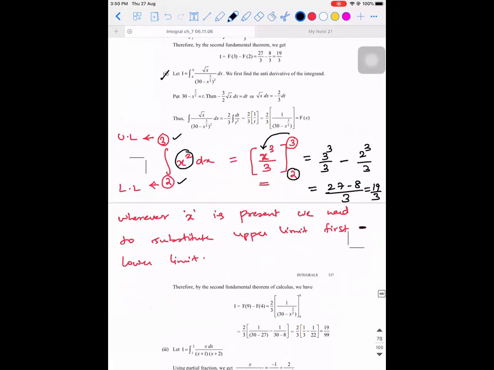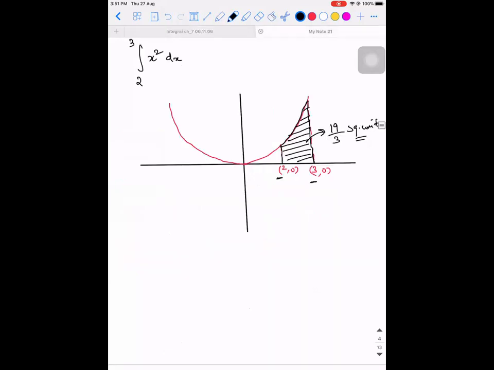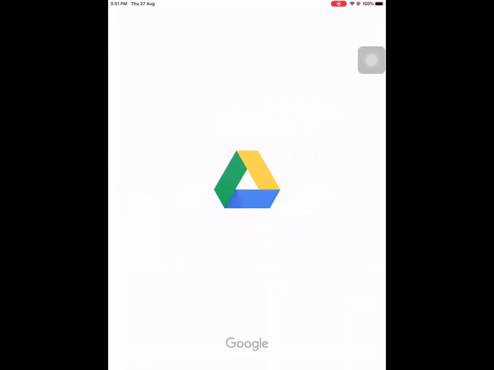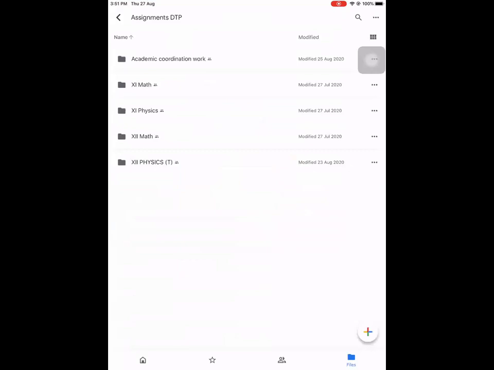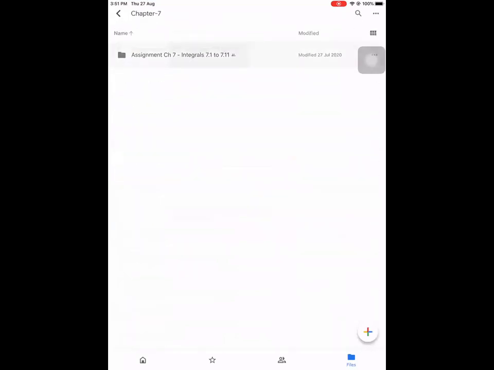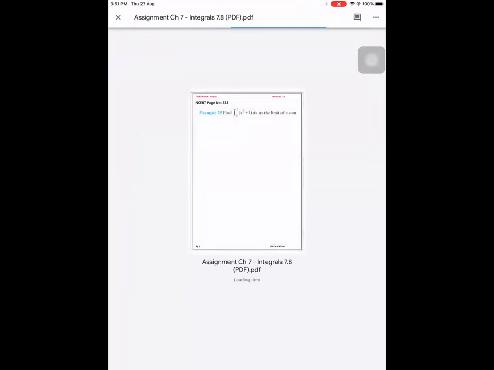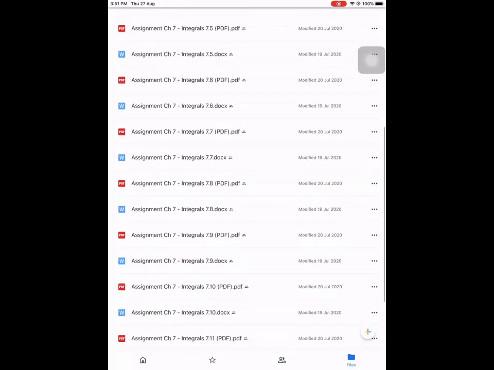Second one is integral of 4 to 9 root x divided by (30 minus x power 3 by 2) the whole square. So first find the indefinite integral, then substitute the values. One minute. This is exercise number 7.8, right? Yes, 7.9.